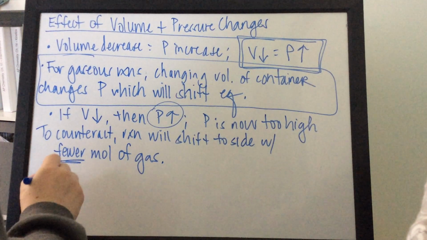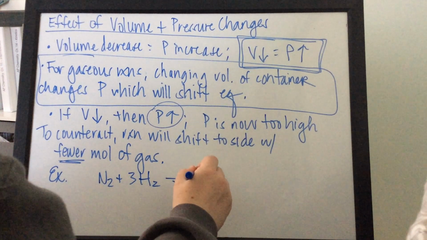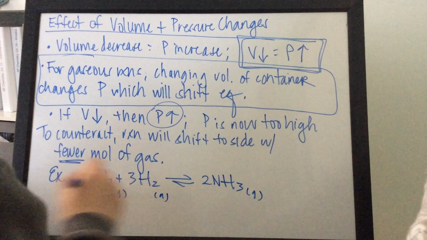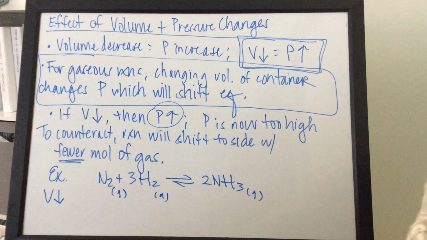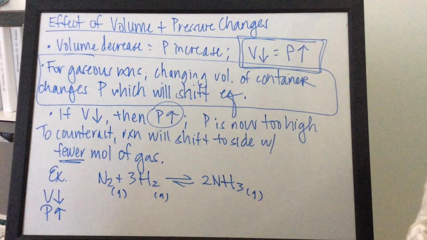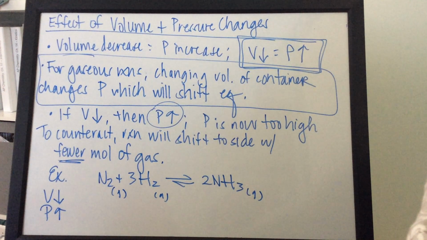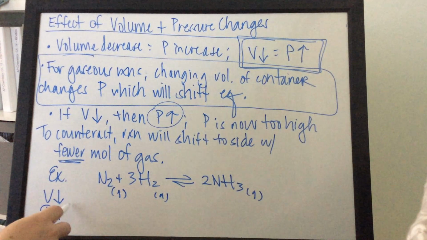So here's my example, same one we worked with a minute ago. Okay, all gas reaction. Let's say we take the volume of this container, let's say it's a balloon, and we decrease it. If I decrease the volume, we know that the pressure is going to increase. That's a takeaway point that we learned a long time ago. So I've got too much pressure now, and I need to think about which way this reaction is going to shift to alleviate that pressure that's too high.